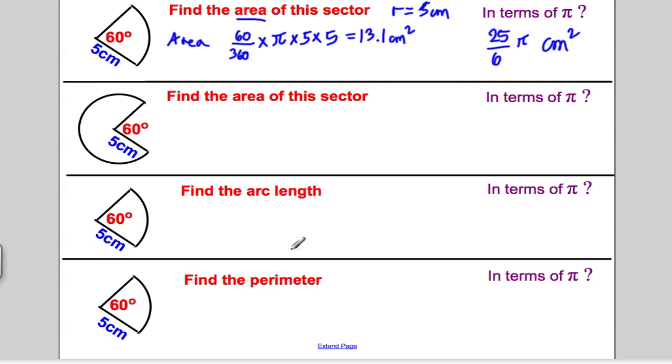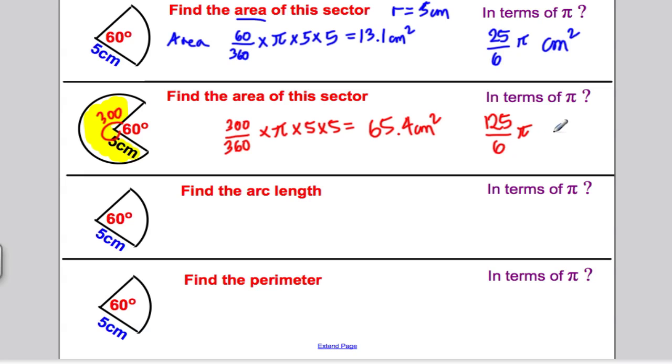Okay, find the area of this sector. Be very careful not to fall for a simple trick here. A sector has to be bound inside a circle. So 60 degrees isn't the angle we're interested in. We're interested in this angle here, which must be 300. So how much of the circle do we have? We have 300 out of 360 times pi times r squared, which is 5 times 5. We can work that out the normal way, and we get 65.4 centimeters squared. Or if you left it in terms of pi, you would get 125 over 6 pi centimeters squared.